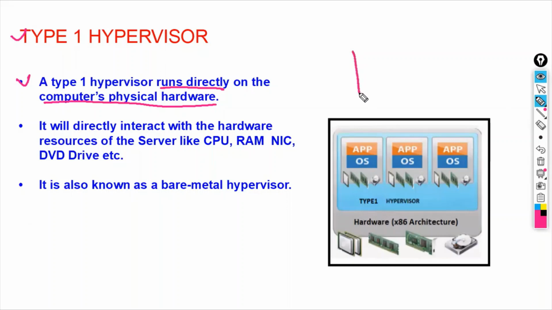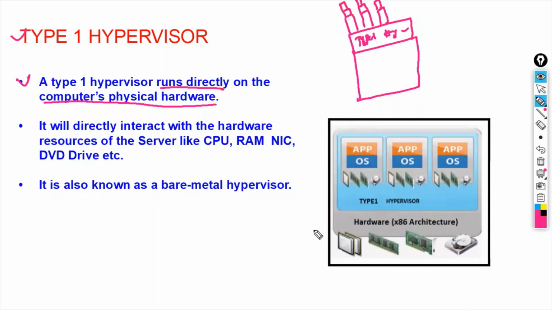So you will take one server. On the top of this server, you will install the type 1 hypervisor. On the top of this type 1 hypervisor, you will create the different virtual machines. On the top of these virtual machines, you will install the operating system like Windows Server operating system. On the top of this operating system, you will install the applications.